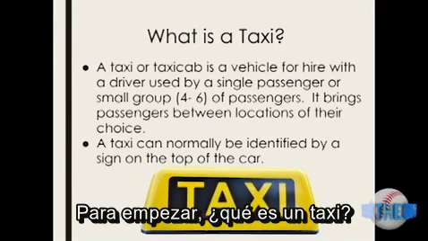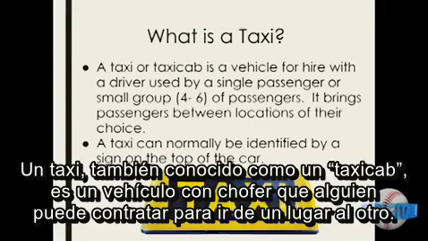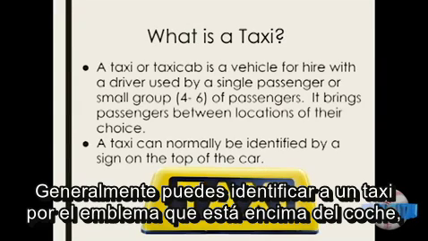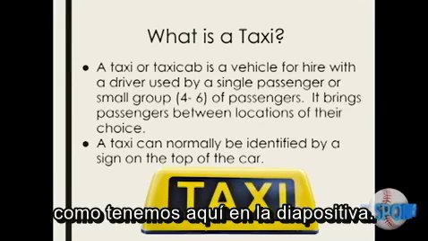So for starters, what is a taxi? A taxi, also known as a taxi cab, is a vehicle that anybody can hire to transport people from one place to another. This can be just one person, or a group of people, generally ranging from about 4 to 6 passengers. And generally you can identify it by the taxi symbol on the top of the car, just as what we have on this slide.